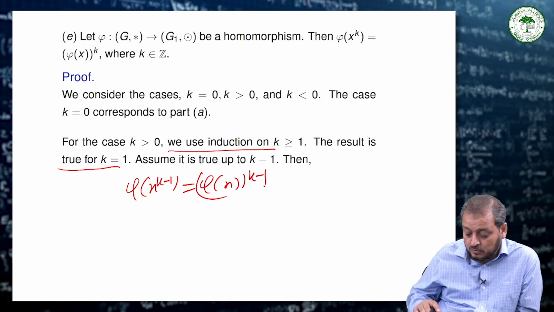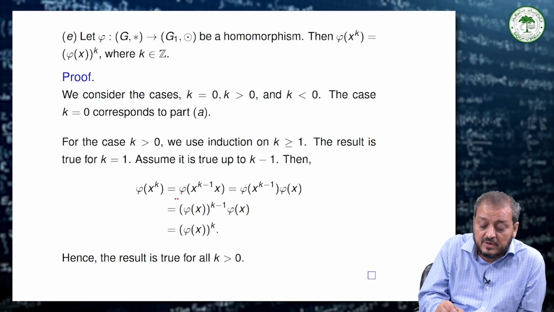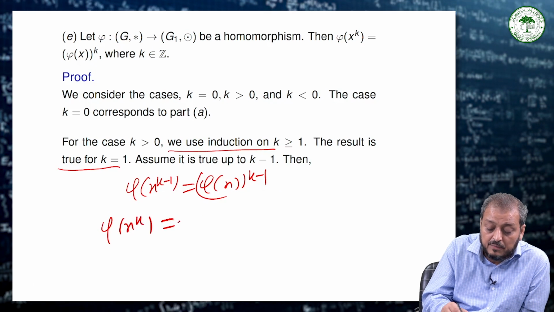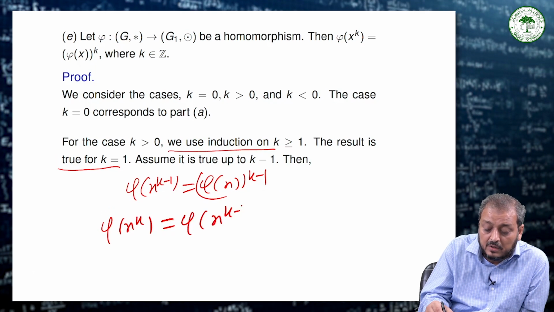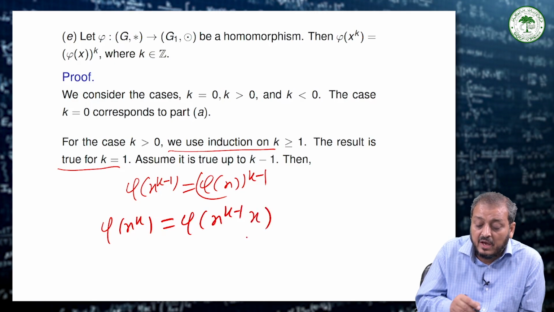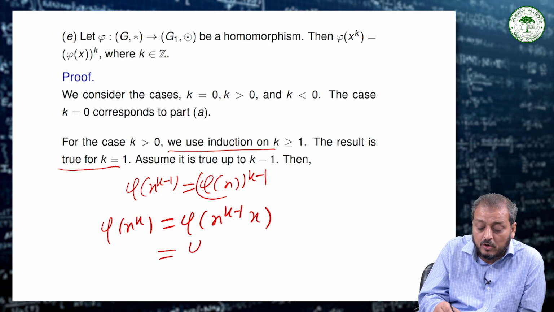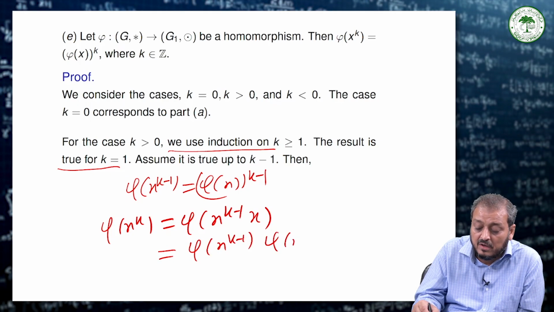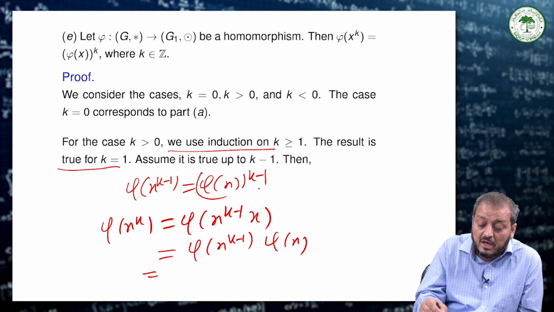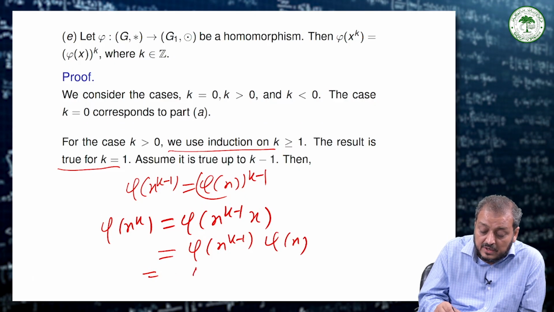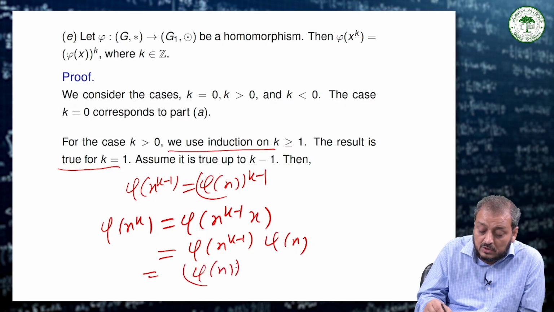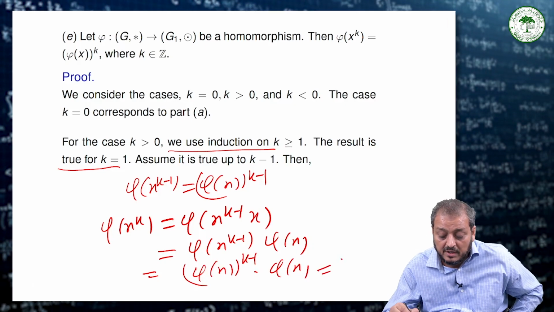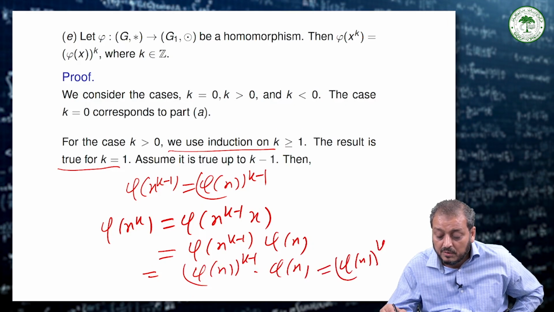Then we try to sort through for all values of this. So similarly, we can write phi of x to the power k as phi of x to the power k minus 1 times phi of x, which by the homomorphism is phi of x to the power k minus 1 times phi of x. Because the result is true for k minus 1, this can be written as phi of x whole to the power k minus 1 into phi of x, and now this can be written as phi of x whole to the power k.